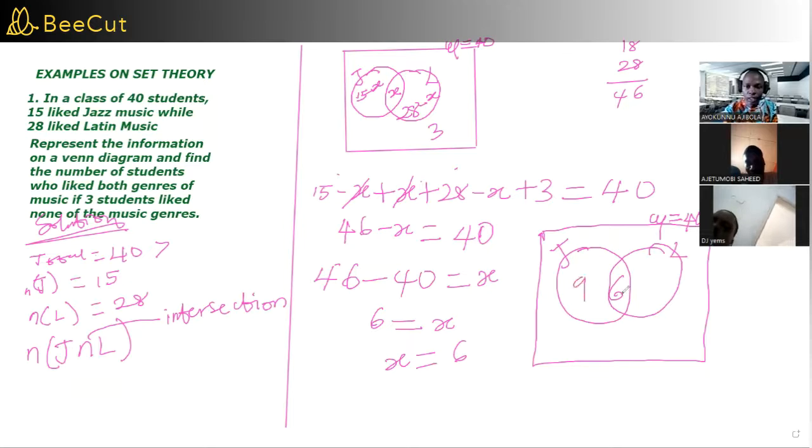So I have removed 6 from 15. What do I have left? I have 9. Then I have the total circle of Latin to be 28. I have removed 6 from 28. What do I have left? 22. Meanwhile, 3 students did not participate, such that if I add all of these numbers together, it must give me this 40.